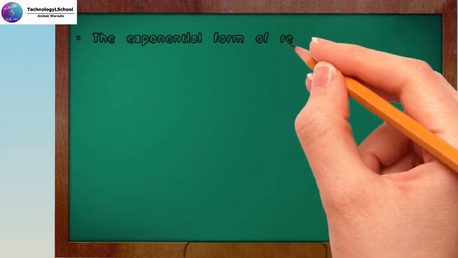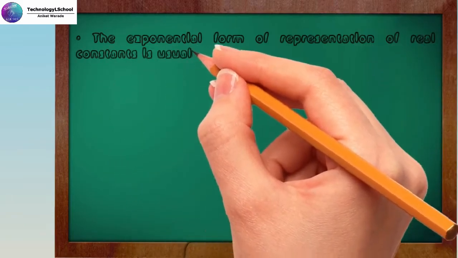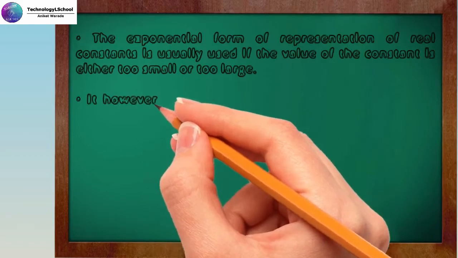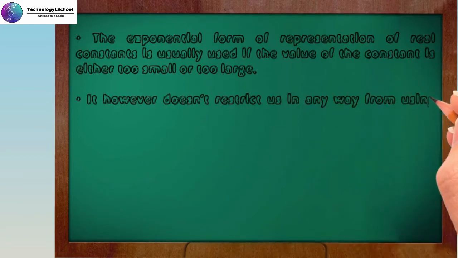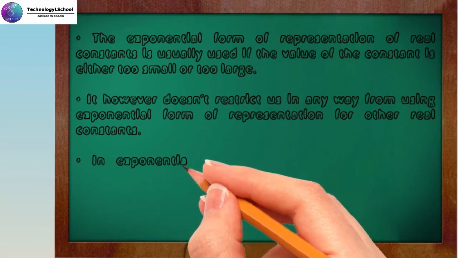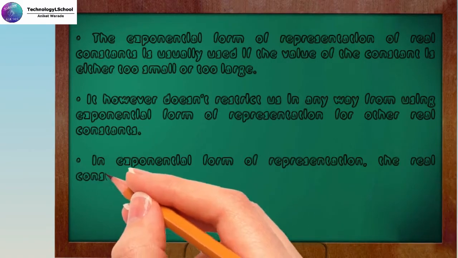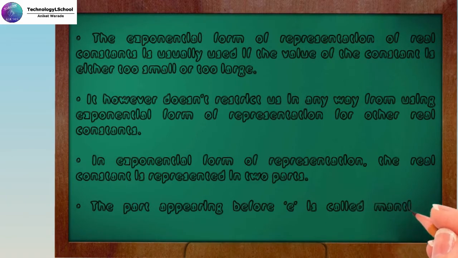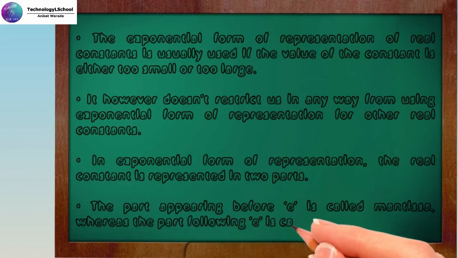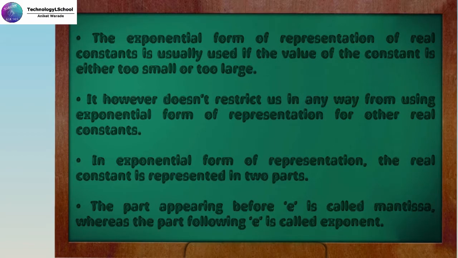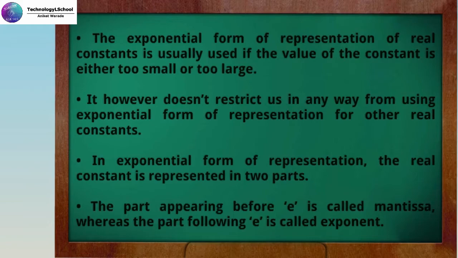The exponential form of representation of real constants is usually used if the value of the constant is either too small or too large. It however doesn't restrict us in any way from using exponential form of representation for other real constants. In exponential form of representation, the real constant is represented in two parts. The part appearing before e is called mantissa, whereas the part following e is called exponent.